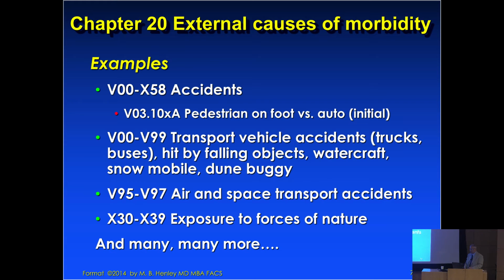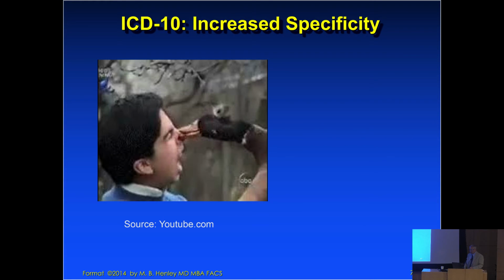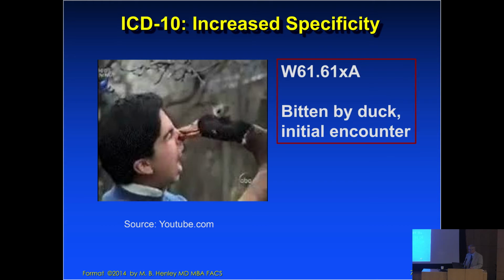V0 through V99 are transport vehicle accidents such as trucks and buses or hit by falling objects, watercraft, snowmobile, dune buggy. V95 to 97 are air and space transport accidents, and there are just many, many more. So this increased specificity is pretty interesting. Here's bitten by a duck, initial encounter. Okay, W61.61XA, the small x is a placeholder.